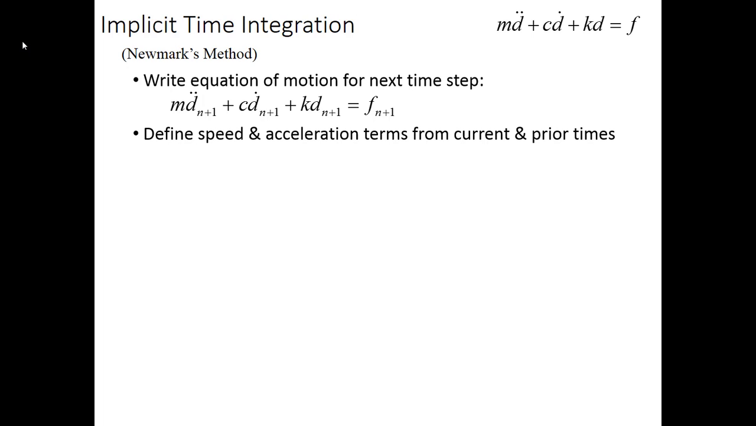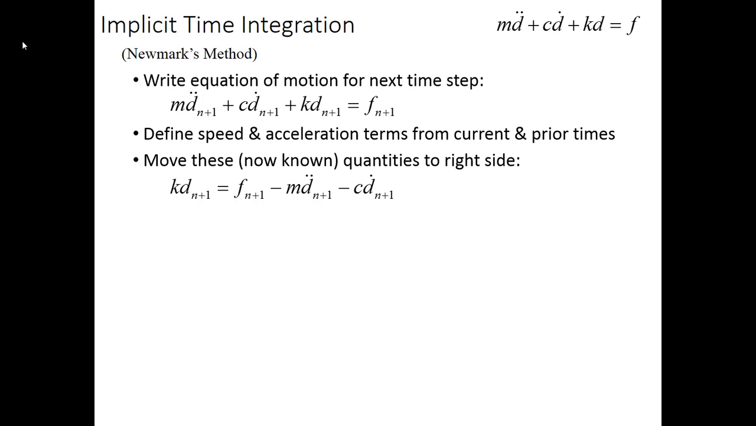But then we're going to take the speed and the acceleration terms, so that's the d n plus 1 double dot and the d n plus 1 dot. We're defining those using information from the current time step, the n time step, but also the n minus 1 time step. We're going to treat these as known quantities because, in fact, they are known. We know them from the current and the prior time step. We move them over to the right-hand side because they are known quantities, and in FEA we like our known quantities on the right-hand side and our unknowns on the left-hand side.